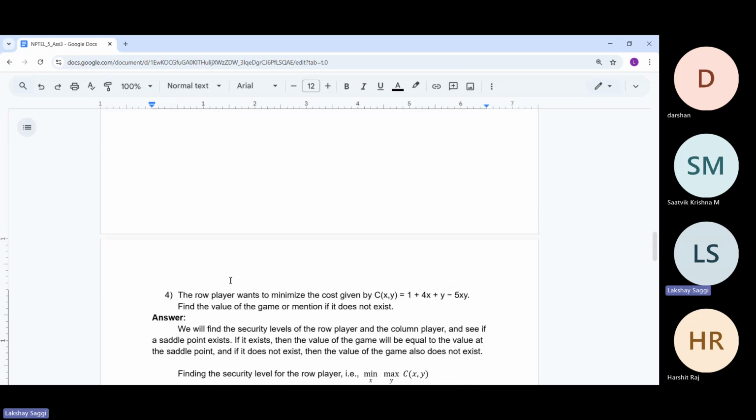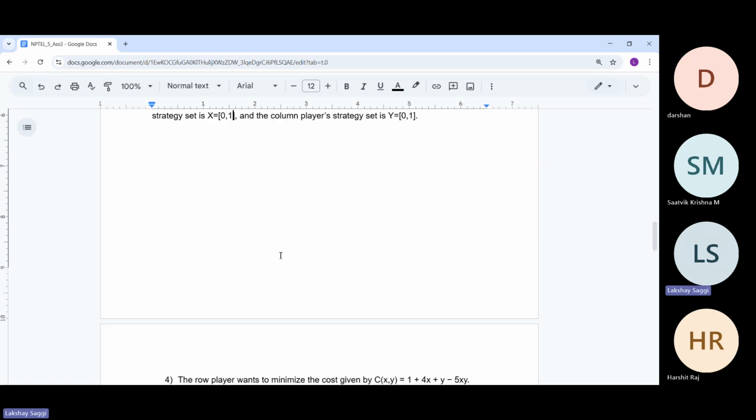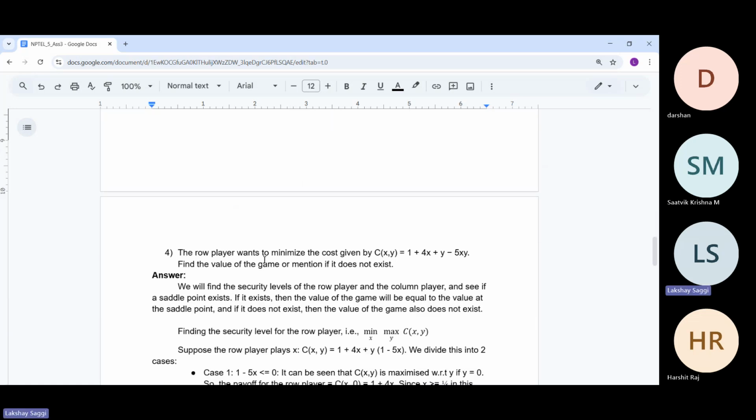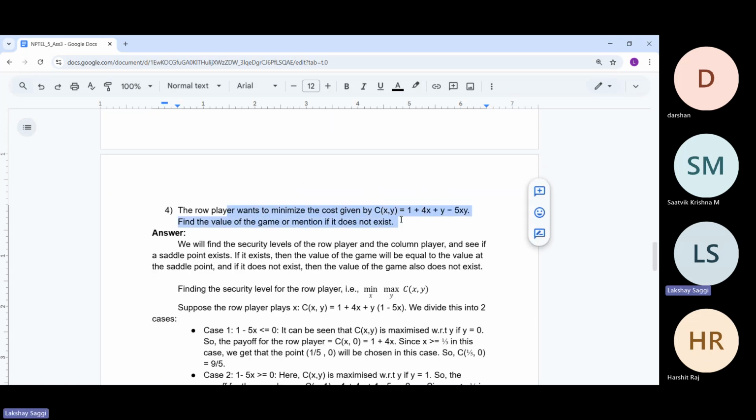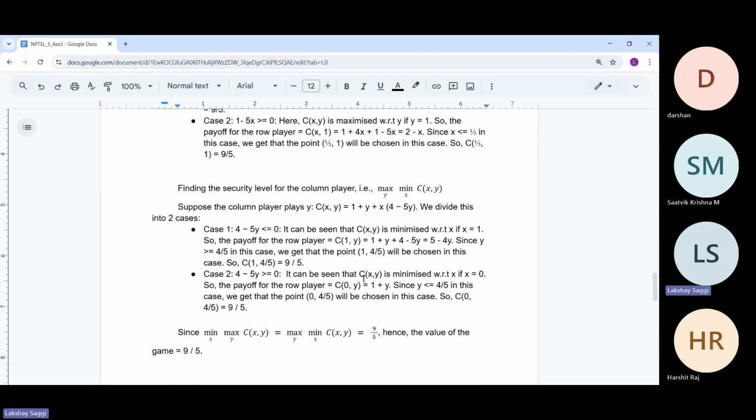If this symbol instead was something like this, then this denotes a set containing 0 and 1 values. But this symbol actually denotes the set of all possible real numbers between 0 and 1. So here, we get that the answer comes out to be 9 by 5.